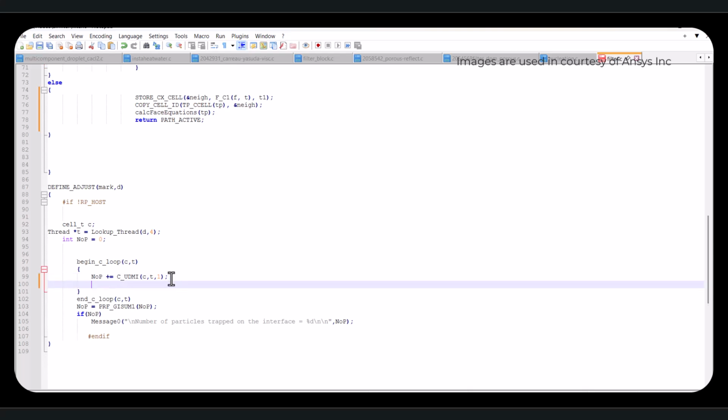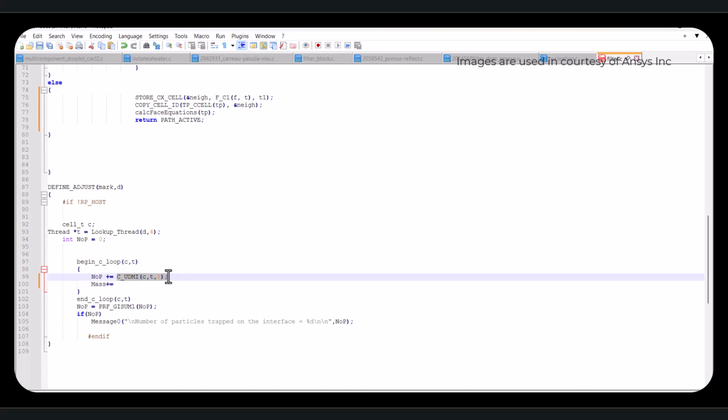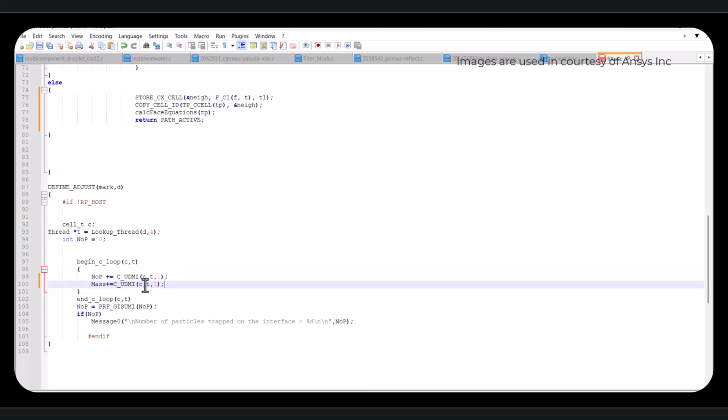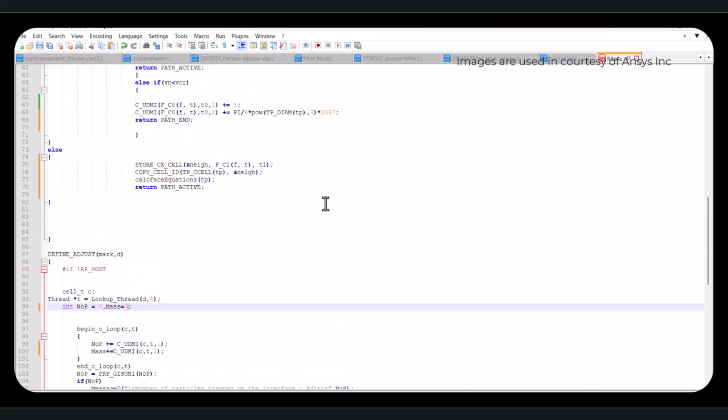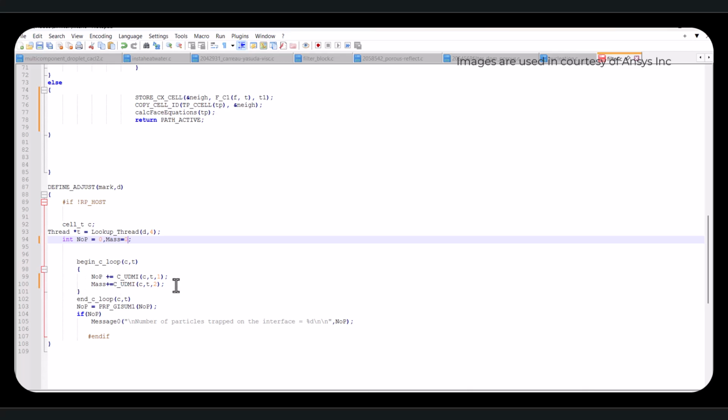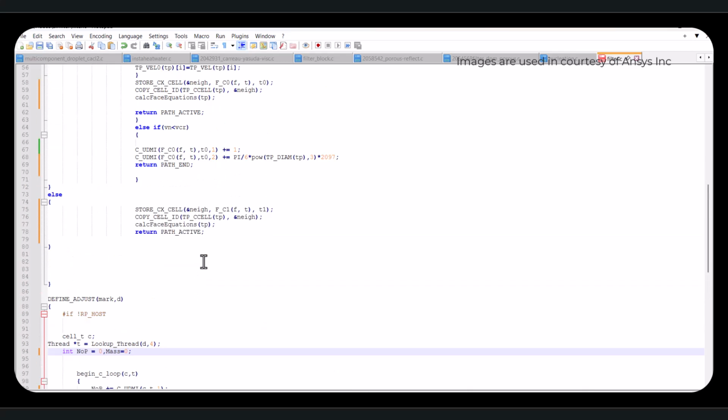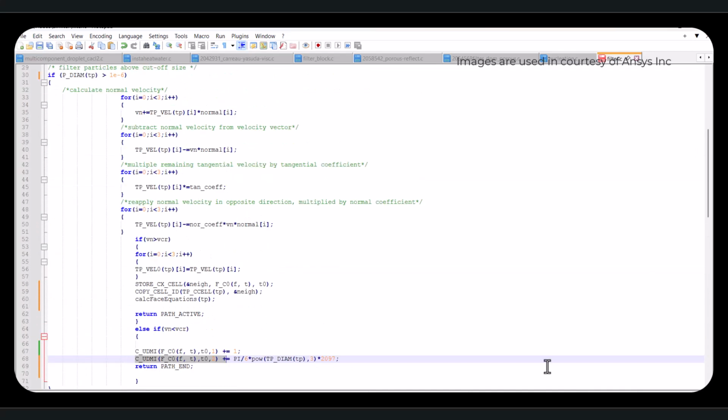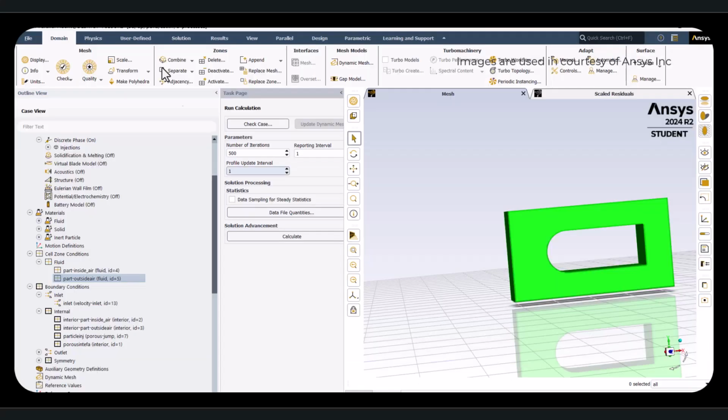Maybe I'll print mass is equal to this is 2, mass initially is equal to 0. Okay, so it will print, and if you want we can print the mass, or else directly we can see this value in Fluent. Okay, now I'll try to save it and compare it in Fluent.